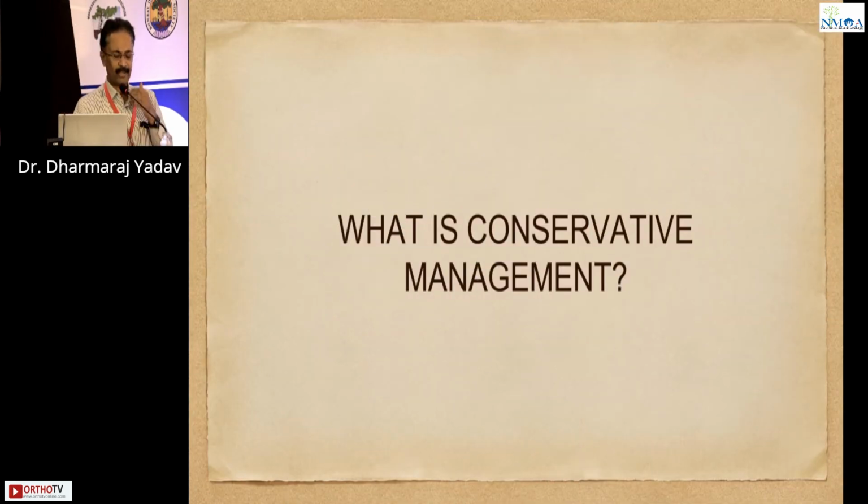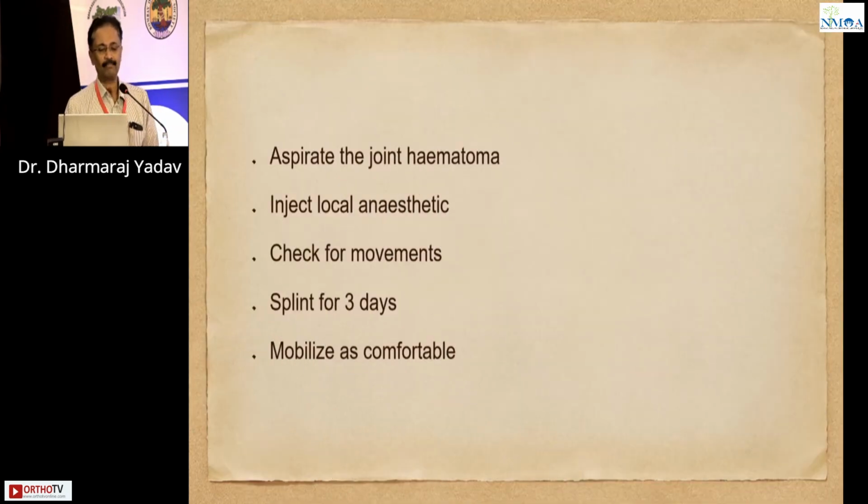What is the conservative management which you're talking about, or which I'm supposed to talk about? One, if the fracture comes, you aspirate the joint, you inject a local anesthetic, you move the forearm, check for rotational block. If there is no mechanical block, splint it for 3 days and then mobilize as comfortable. But that is applied only for Mason type 1 and type 2.